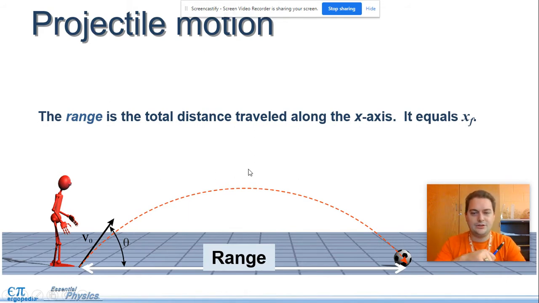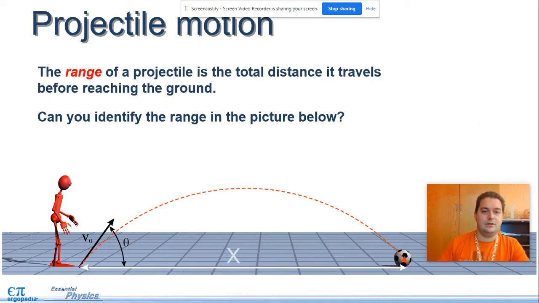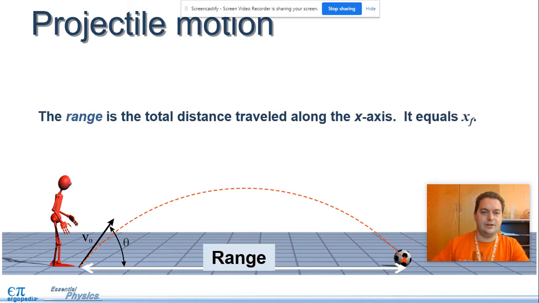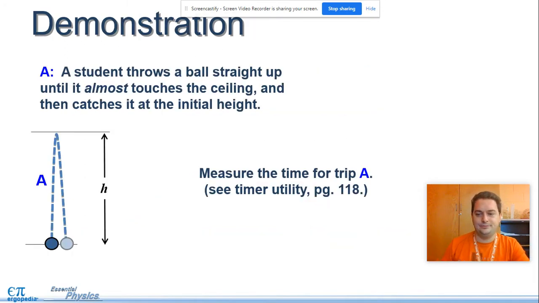Range is the total distance traveled along the x-axis. It equals x f, the final position. The range of a projectile. Moving on.